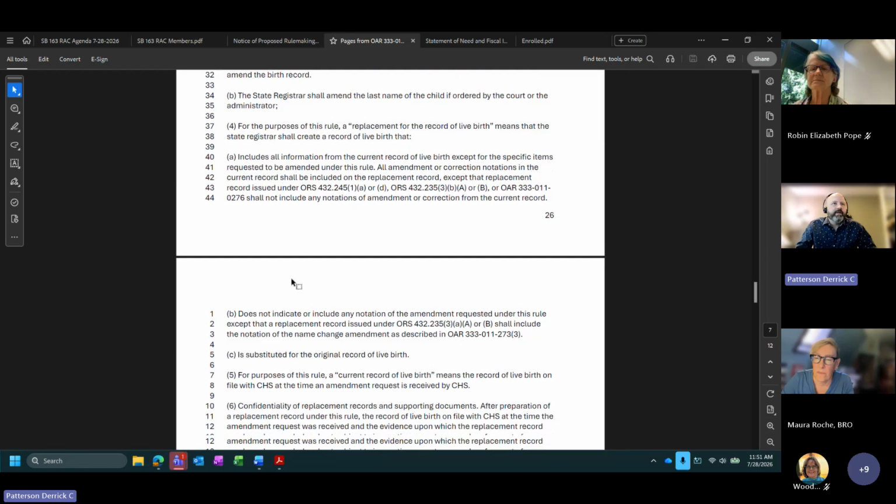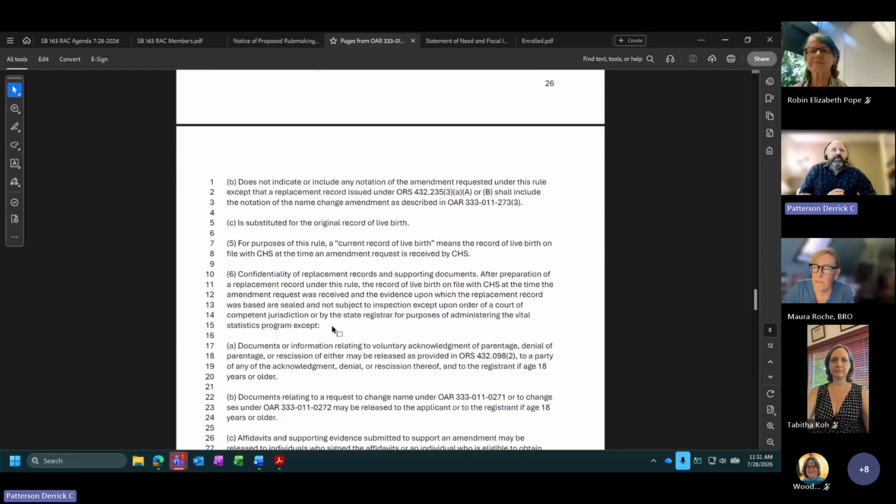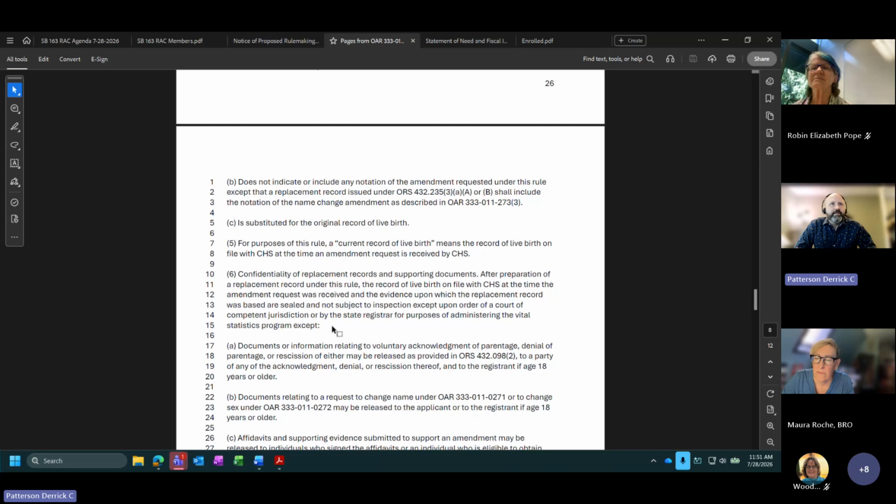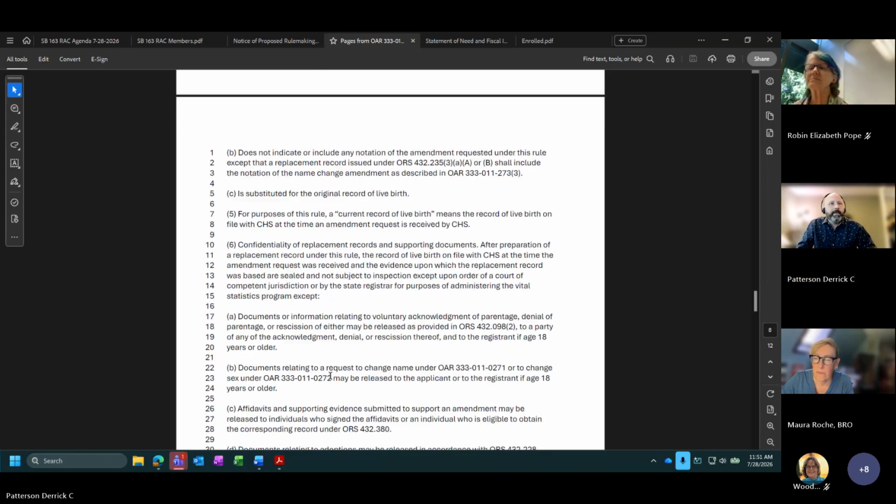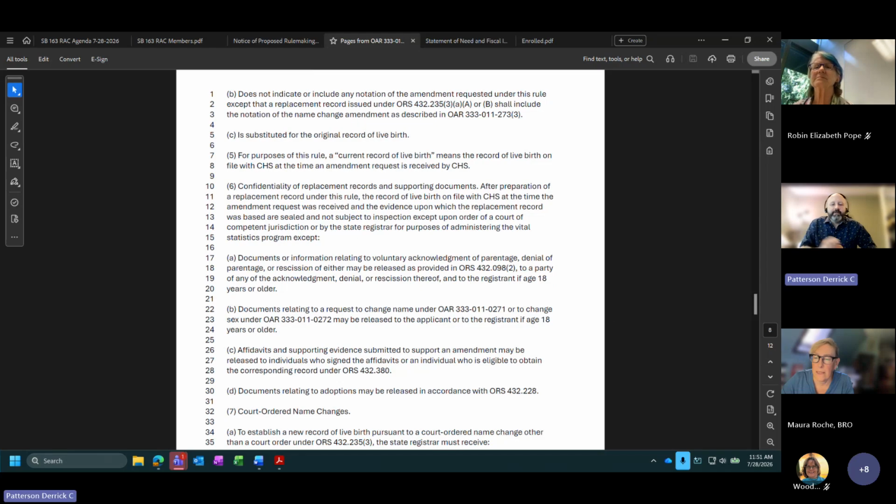Okay. Section 5, for the purposes of this rule, a current record of live birth means the record of live birth on file with CHS at the time an amendment request is received by CHS. Anything for section 5? Section 6, confidentiality of replacement records and supporting documents.